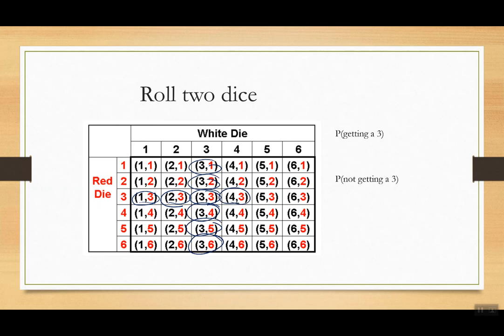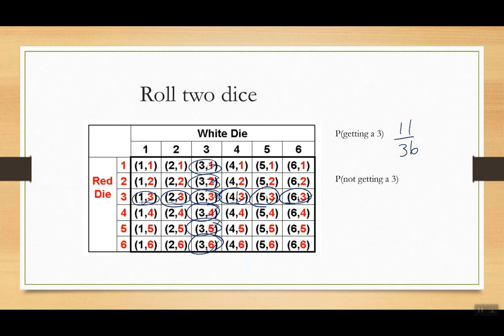From the 4s, I circle 4,3. From the 5s, 5,3. And from the 6s, 6,3. So I have 1, 2, 3, 4, 5, 6, 7, 8, 9, 10, 11 out of 36. 11 is prime, it doesn't reduce, so we say that's our answer.